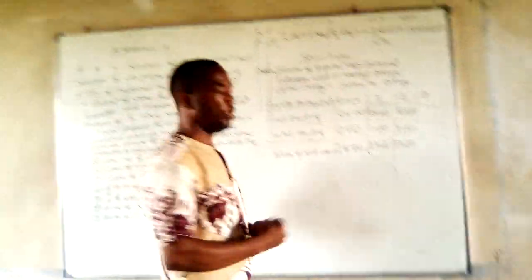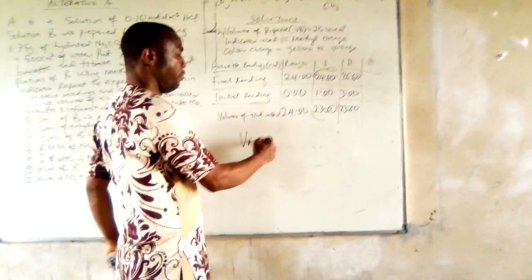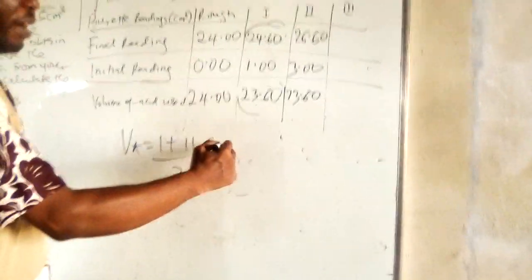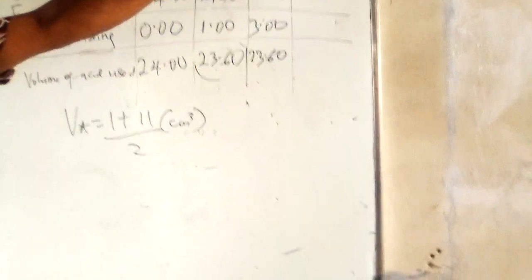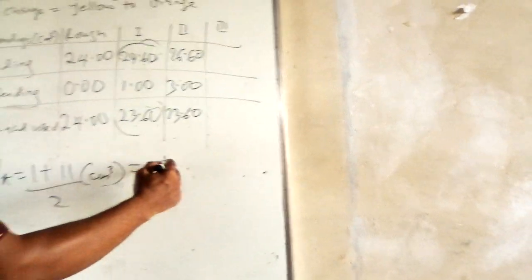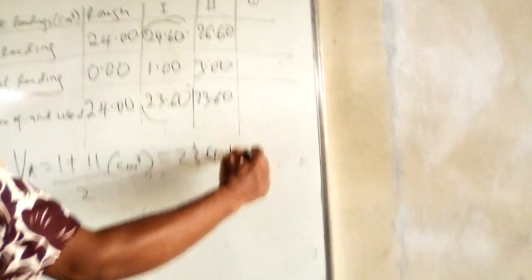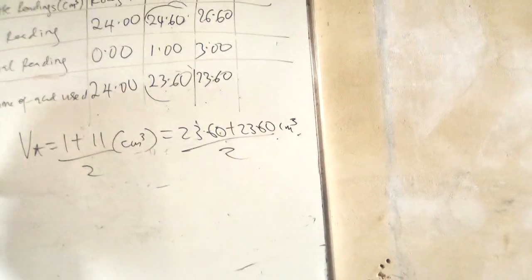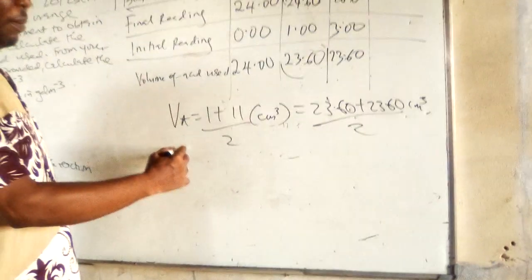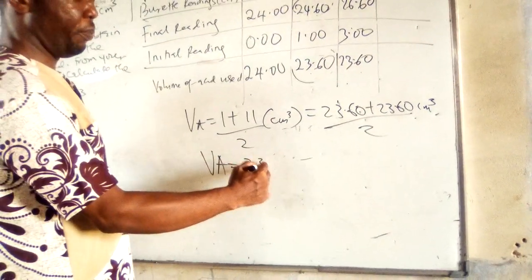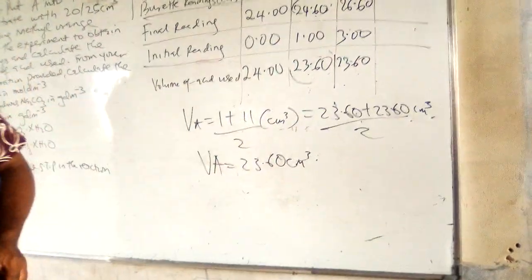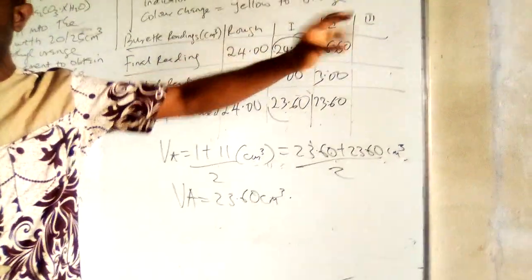So we now take our VA. We now say first plus second over two. No longer over three because we did not do the third one. We now have 23.60 plus what? 26.60 cm over what? 2. Are you following? Your VA now becomes what value? 25.10 cm.